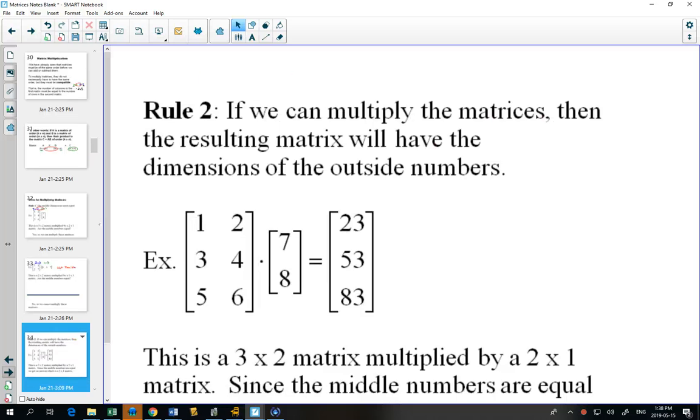Rule number 2. If we can multiply them, then the answer will have the dimensions of the outside numbers. So here we have our 3 by 2 multiplied by a 2 by 1. The answer matrix is a 3 by 1 coming from the outside numbers. Since the middle numbers are the same, we can multiply them, and the answer will be the outside numbers. So we'll have 3 rows, 1 column.